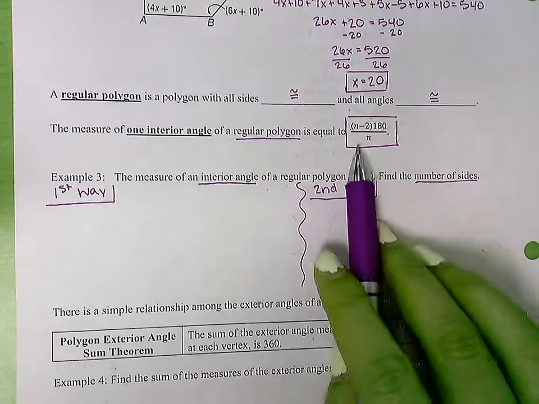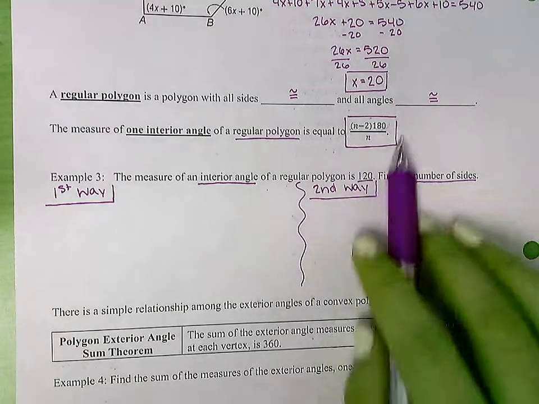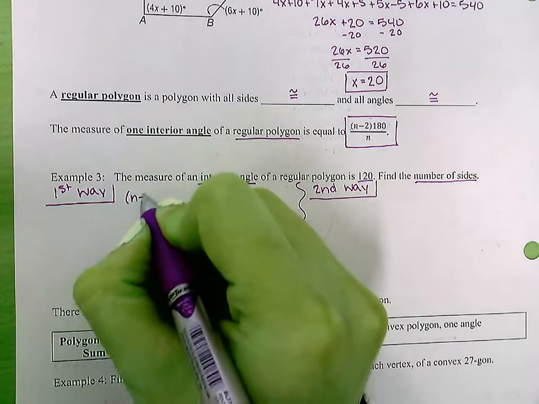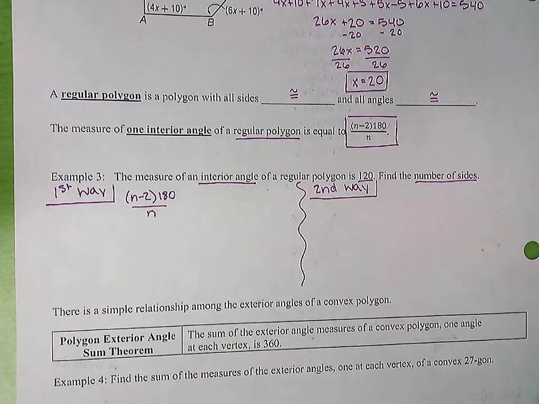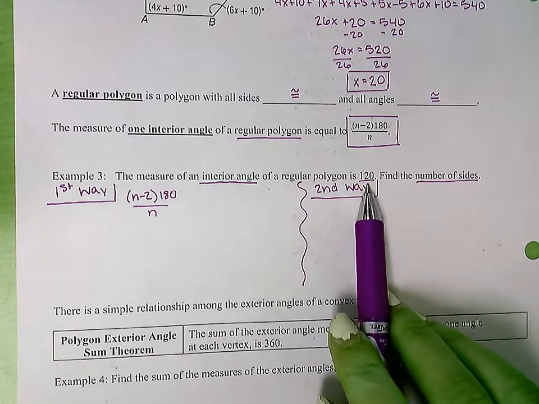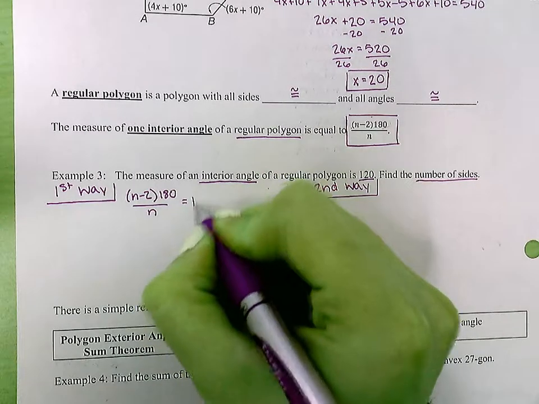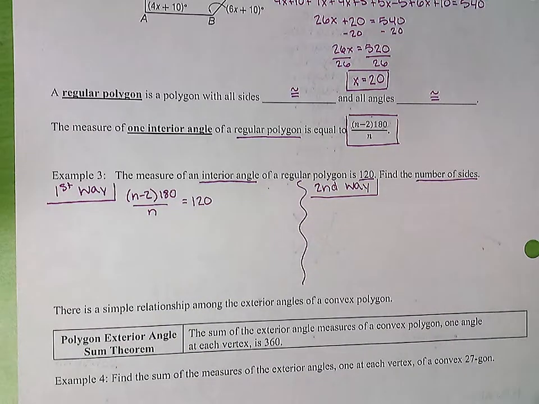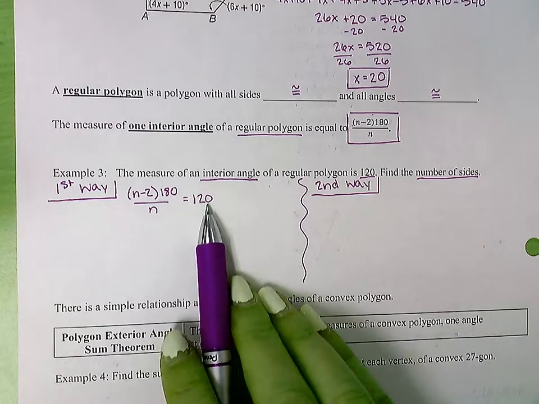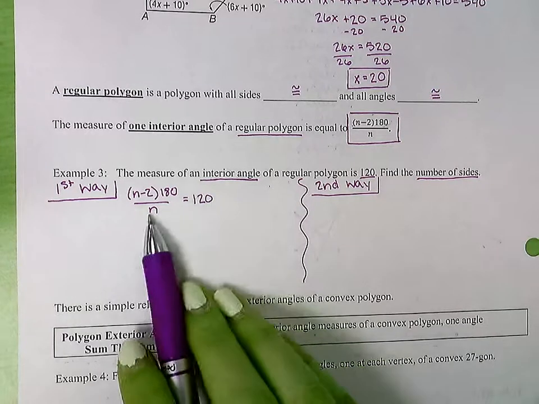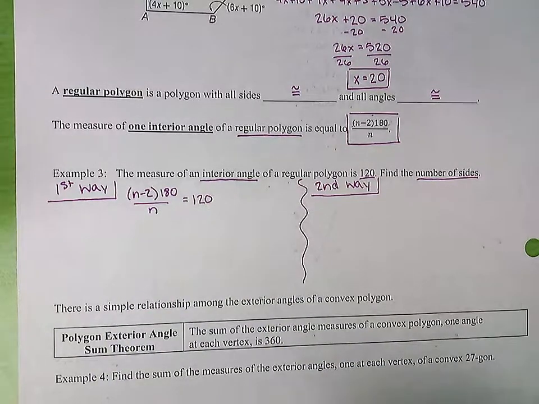So I can take this formula here, n minus 2 times 180 over n. That formula has to give me one interior angle, which is 120. So I can set it equal to 120. Okay, so I have my one interior angle formula set equal to my one interior angle. N is your number of sides, so we're going to solve for n.